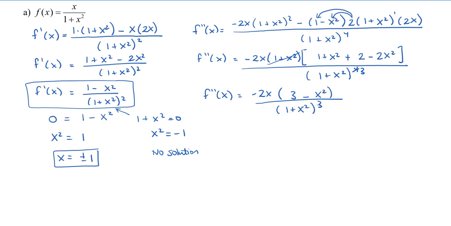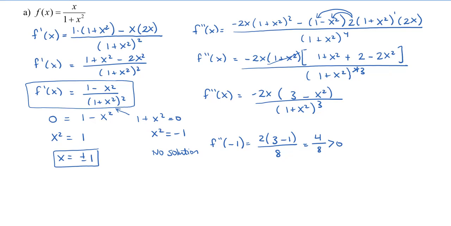All right, so I'm going to now plug in these numbers I got from the first derivative. X is 1 and negative 1. So when I plug in negative 1, I get 2, 3 minus 1, negative 1 squared, 1 plus 1 is 2, 2 cubed is 8. So I get 4, 8's on the top, which is greater than 0.